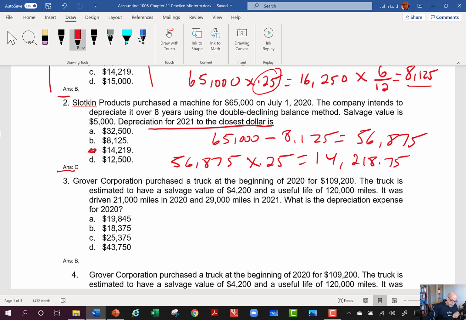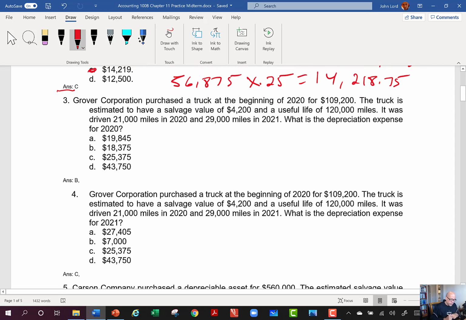Okay, good. Let's look at this next one. Grover Corporation purchased a truck at the beginning of 2020 for $109,200. The truck is estimated to have a salvage value of $1,400 and a useful life of 120,000 miles. It was driven 21,000 miles in 2020 and 29,000 miles in 2021. What is depreciation expense for 2020?